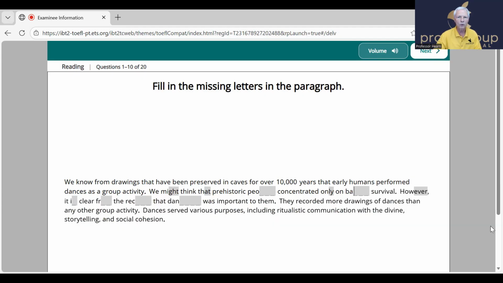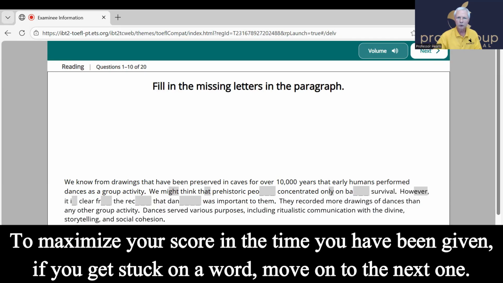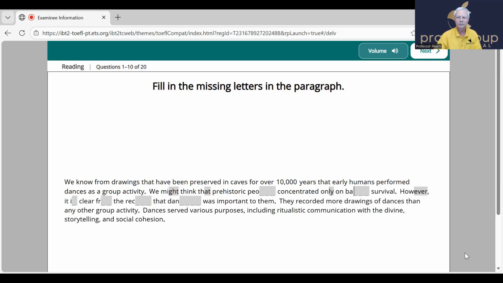Keep in mind that the TOEFL is a timed test. It's timed on purpose. That's to put pressure on you and to create anxiety. So let's just keep going. It's some kind of survival.